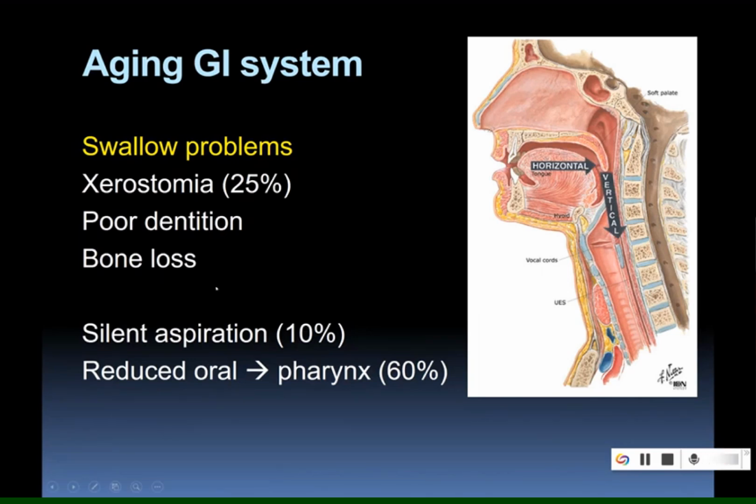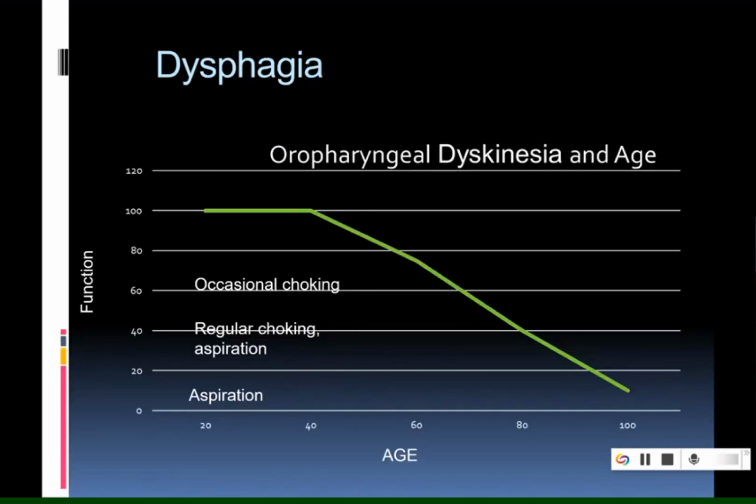So 10% of all of us actually have some form of silent aspiration, but because of the reduced oral to pharyngeal phase of pushing the bolus into the esophagus, that silent aspiration can increase up to a third of the population who are 90 and older. So you can see, as a consequence of age, that by the time you're 100, you have a 100% chance of aspirating, and that all comes from this dyskinesia that occurs in the oropharynx.